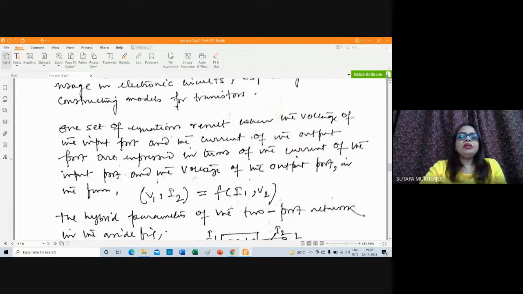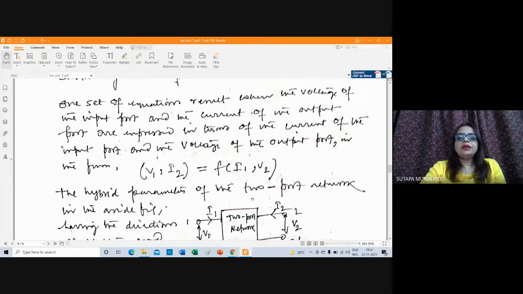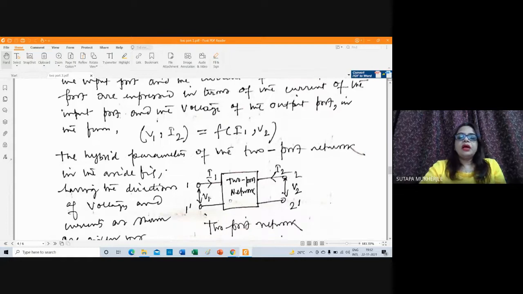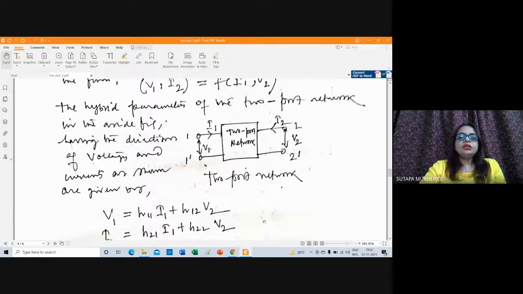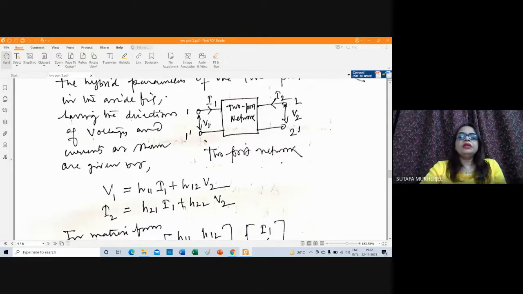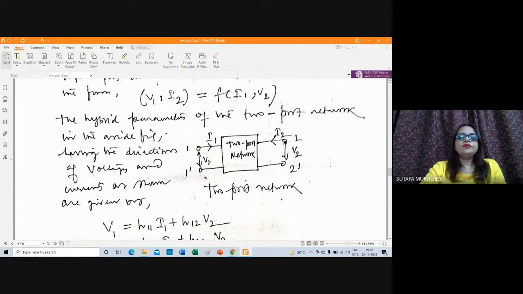So why is it called hybrid? One set of equations results when the voltage of the input port and the current of the output port are expressed in terms of the current of the input port and voltage of the output port. Clear? So the hybrid parameters of the two-port network in this figure, with I1, V1, I2, V2: V1 will be equal to H11 I1 plus H12 V2, and I2 equals H21 I1 plus H22 V2, right? That is V1 and I2.